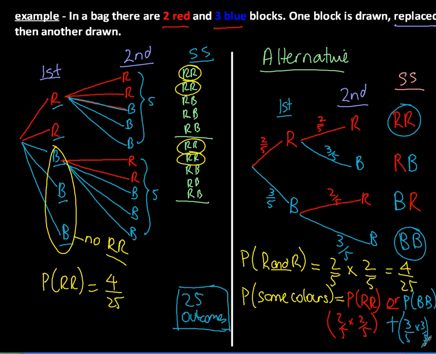And if we do a little bit of math there, what do we end up with? 4 out of 25 plus 9 out of 25, and we've got 13 out of 25. There we go, and that's our independent events using our AND and our OR, our multiplication and our addition rule for probability.